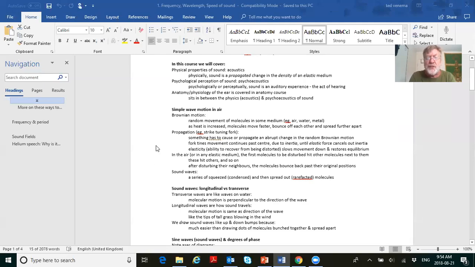You can read this just for fun. Elasticity, the ability to recover from being distorted. Oh, yeah, all right, well, take a look at that. Elasticity, the ability to recover from being distorted. That's stiffness. Okay? In other words, the stiffness is the opposite of being compliant.